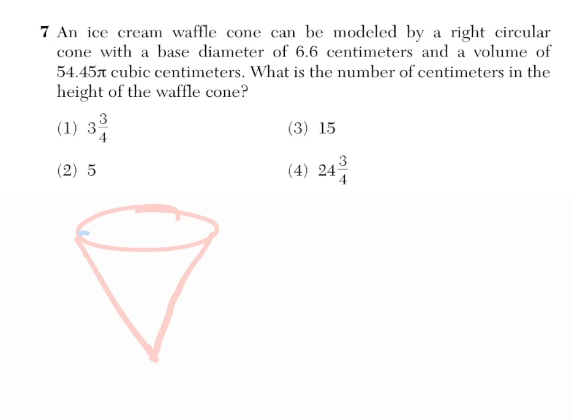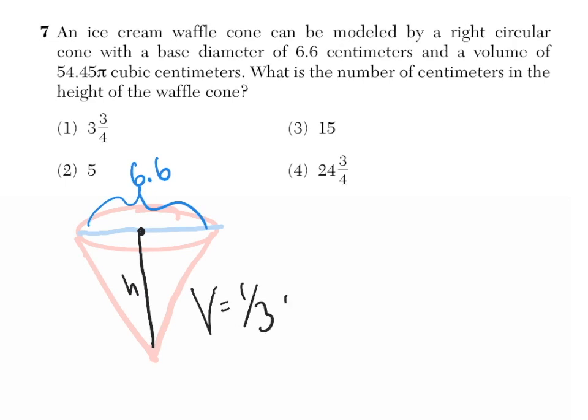All right, so let's think about what we know. We know that the diameter, of course, is 6.6. And our objective is to figure out what the height is. Next thing I'm going to do is jot down the formula for volume of a cone, and I remember that it's 1/3 pi r squared times the height. All right, so when we plug in the values we already know, I know that it says that the volume of the ice cream cone itself is 54.45 pi cubic centimeters. So I'm going to jot that right here.